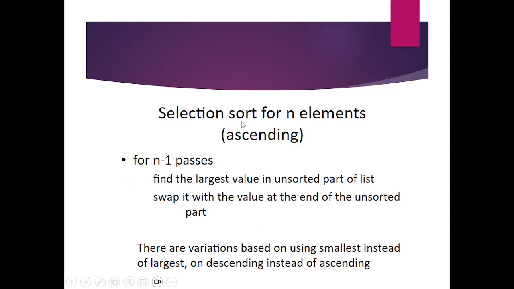Selection sort for n elements into ascending order. When we sort, it will always be in ascending order. For n minus 1 passes, find the largest value in the unsorted part of the list, and swap it with the value at the end of the unsorted part. So this is our algorithm. There are variations based on using smallest instead of largest, or descending instead of ascending.